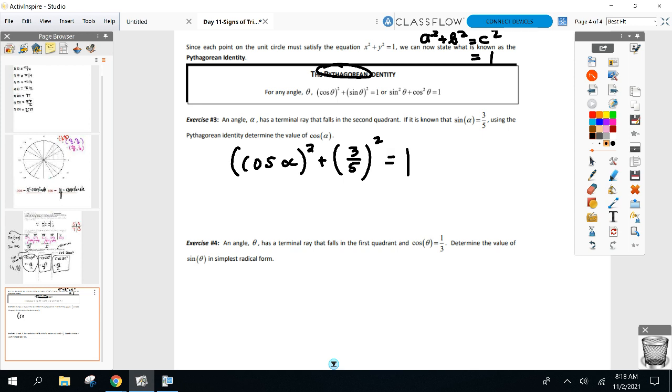Now I got to get cosine all by itself because that's what it wants me to solve for. Guys got calculators? What's 3/5 all squared? Hopefully you guys can leave it as a fraction for me. 9/25. 9/25 equals 1. What do you want to do on each side? Subtract what? 9/25. Okay, move the fraction over, everyone. Subtract it because I'm trying to get cosine by itself. Minus 9/25.